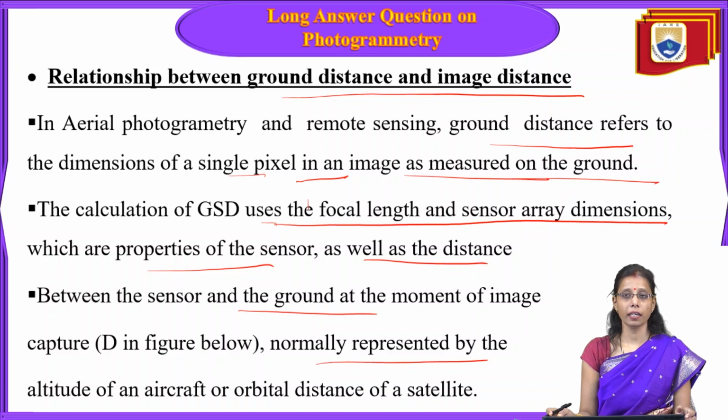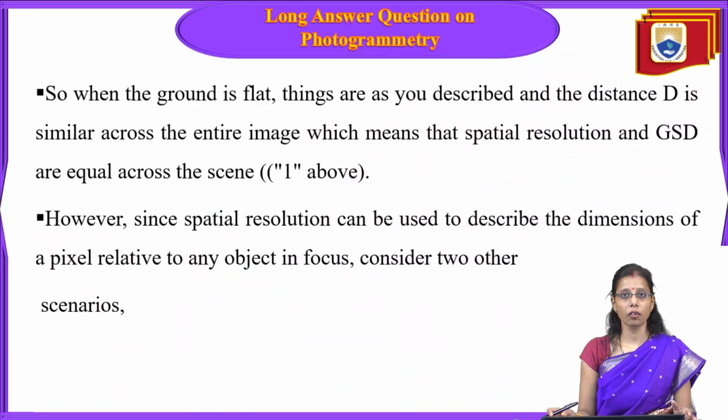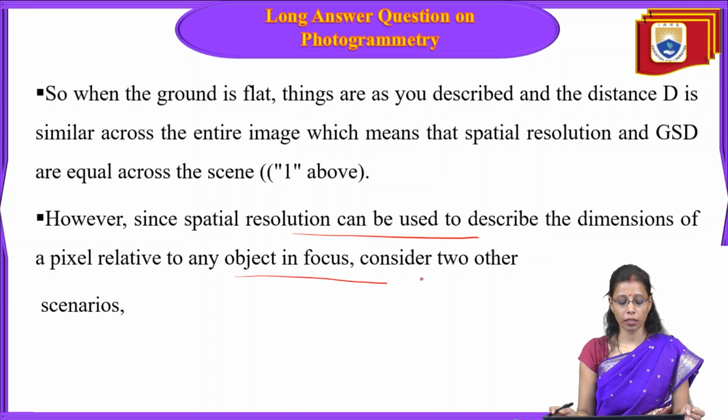In remote sensing data, ground distance refers to the dimensions of single pixels measured on the ground, but the calculation of GSD uses the focal length and the sensor array dimensions, which are the properties of the sensor, as well as the distance between the sensor and the ground and the movement of the image. So when the ground is flat, things are as you described, and the distance is similar across the entire image, which means that spatial resolution and the GSD are equal. However, since spatial resolution can be used to describe the dimensions of the pixel, we need to consider the other scenarios.